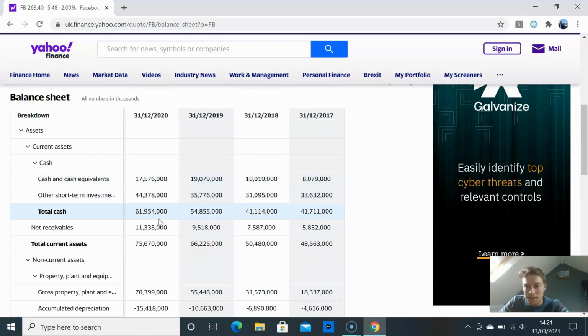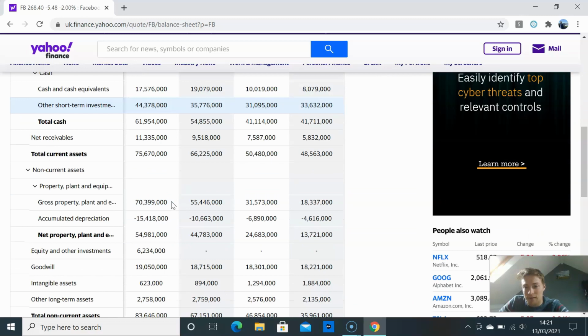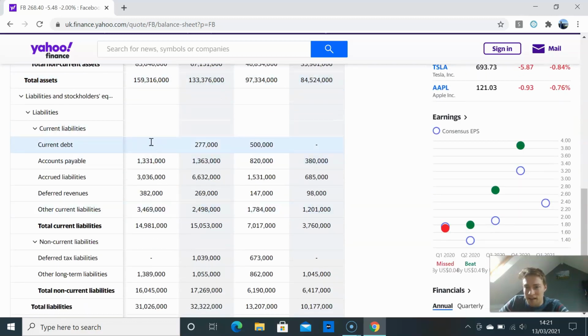And we can see here that there's actually quite a bit of cash with Facebook. That's $61 billion. And before that, it's just 277 million. So it covers it easily, so that's a good sign. But make sure that cash covers current debt for sure.